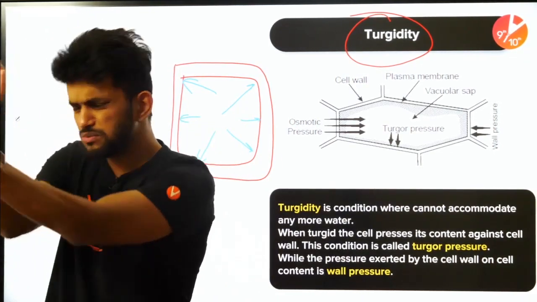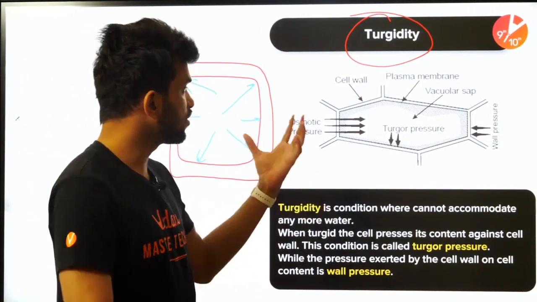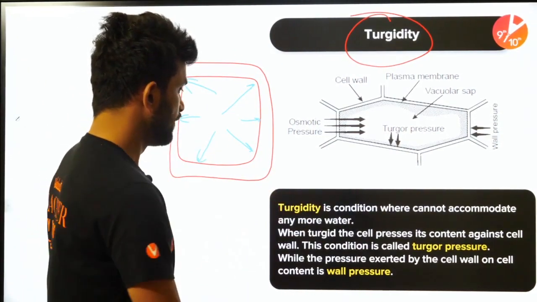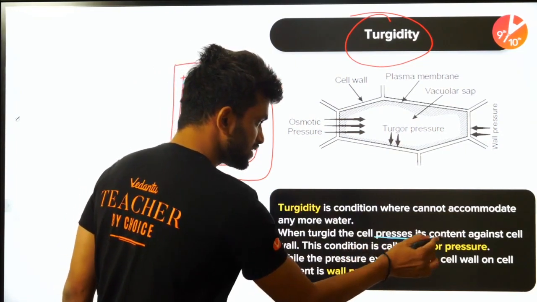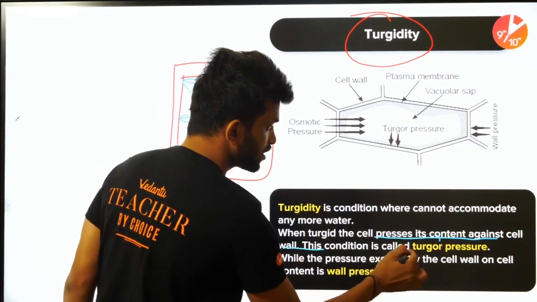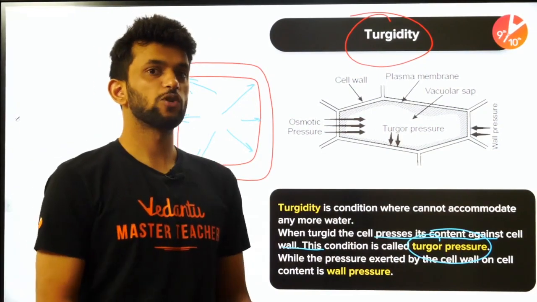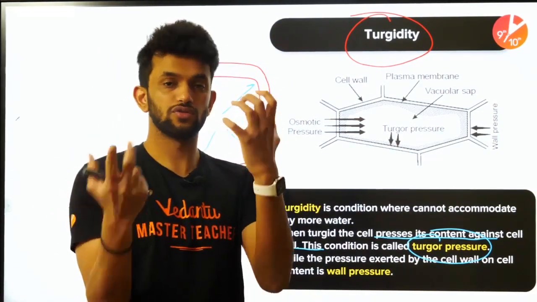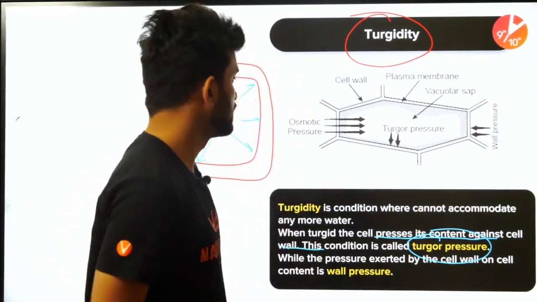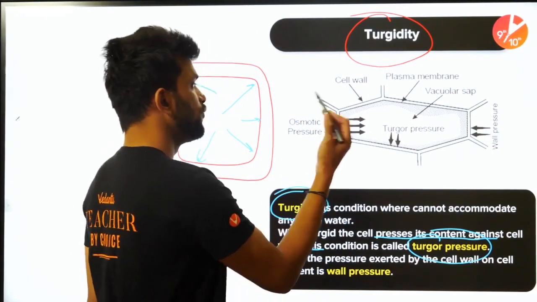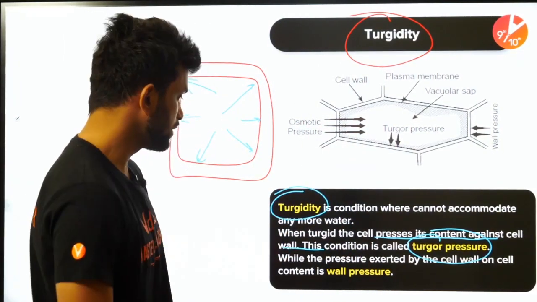Cytoplasm is putting pressure, cytoplasm उसको धक्का दे रहा है, ठीक है, it cannot enter, so that is turgor pressure. The cell presses the cell content against the cell wall. This is called as turgor. What is the turgor pressure? The pressure put by the cell content on the cell wall. जो cell का content है वो उसके ऊपर pressure डालता है ना बेटा. Turgidity is a condition when the cell cannot take in more water, है ना बेटा.